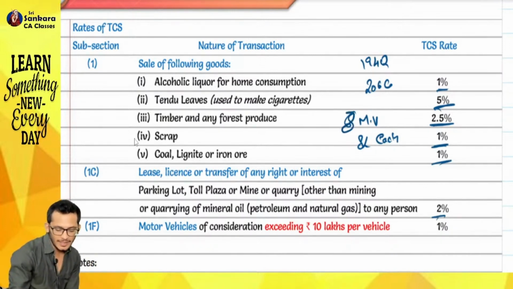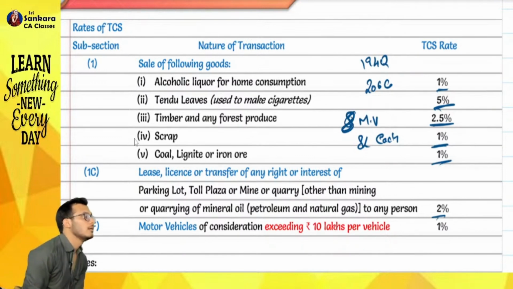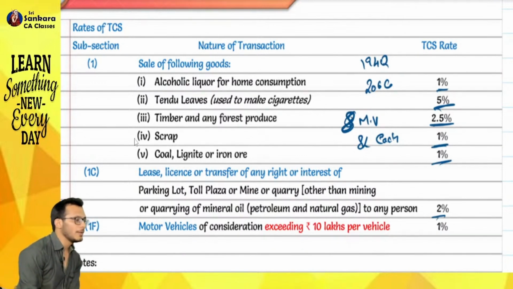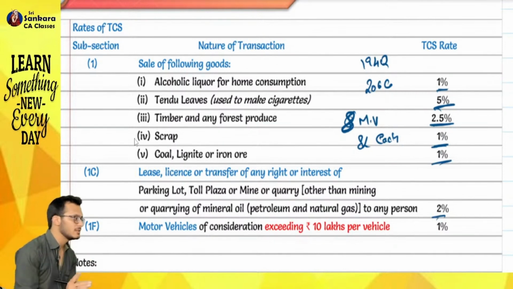Let's change the question. Make it 8 vehicles. Now 194Q will apply on 14 lakhs at the rate of 0.1%. So please understand 194Q does not apply if any other section is applicable. If any other section is not applicable, 194Q will apply. Clear? Questions like this are what will come in the exam. So be careful about it.